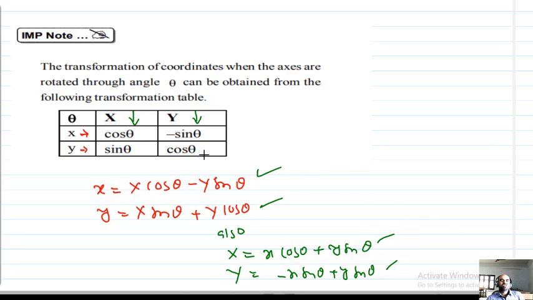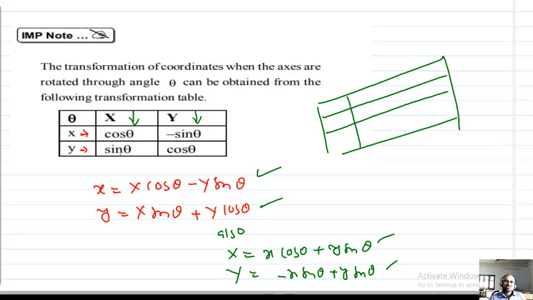Just try to remember this table. Here capital X, capital Y. Here small x, small y. Here theta: cos, minus sin theta. That's enough to remember one row: cos theta, minus sin. That's all. Automatically this becomes sin theta, cos theta. How to remember? I will show you here. So just write the box in the examination.